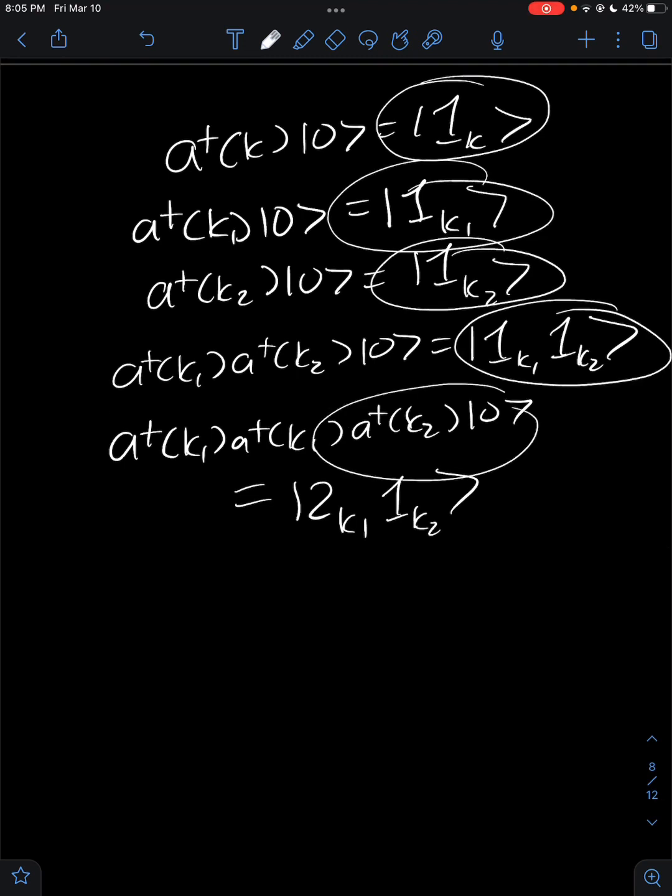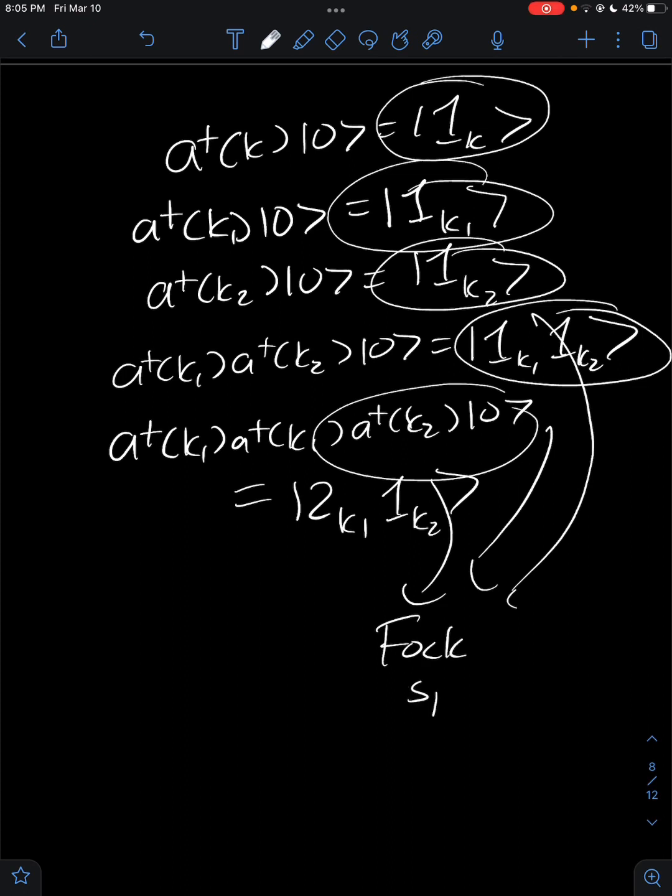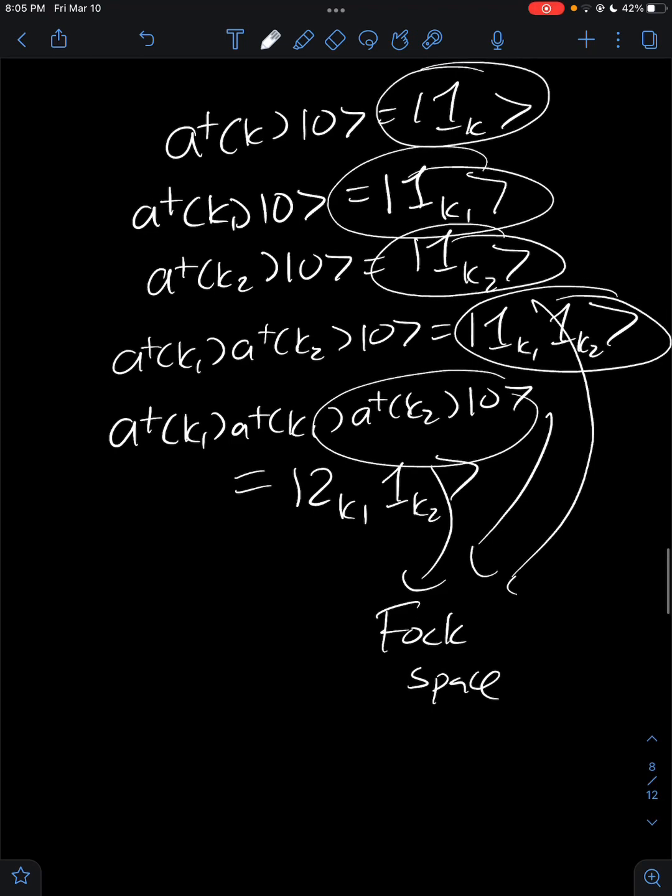And we call the collection of all these different states with all these different particle numbers a Fock space. And these creation and annihilation operators, they're like ladder operators. They allow us to move along this Fock space.